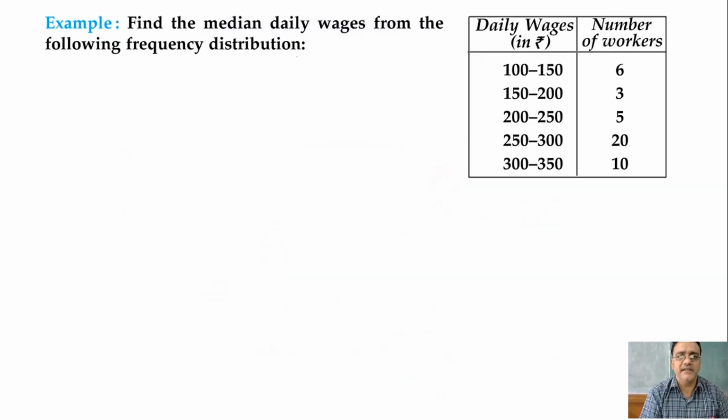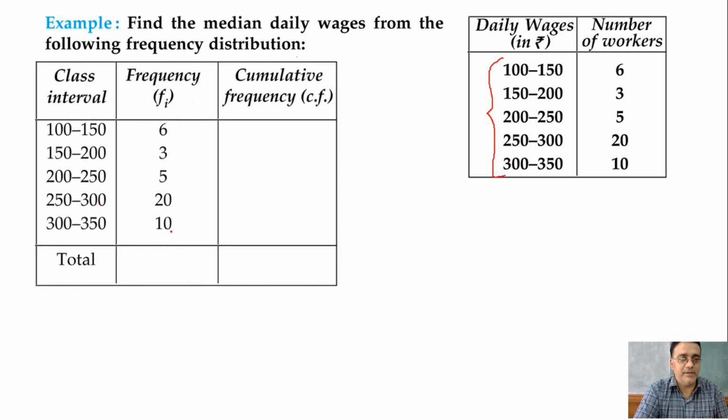Find the median daily wages from the following frequency distribution. So this is the frequency distribution table in class interval form. Now we have to form a table, and you have to keep in your mind that the class interval should be in standard form, continuous form, that is exclusive form. So class interval, frequency, and the third column is CF. CF कैसे निकालना है देखो. First we will write the first frequency, that is 6.